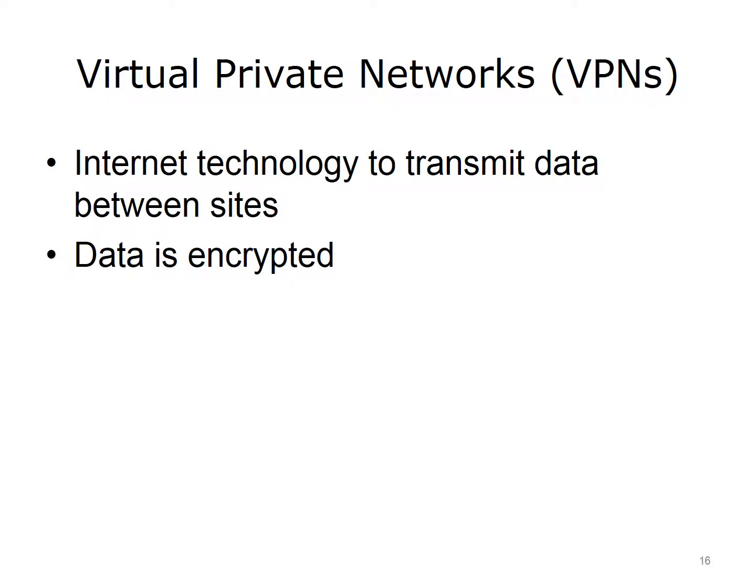Slide 16. Virtual private networks, VPNs, use Internet technology to transmit data between sites. The data is encrypted as it travels from site to site. This data is kept separate from the other data traveling on the Internet. Think of it as an HOV or high-occupancy vehicle lane on a 4-lane highway.